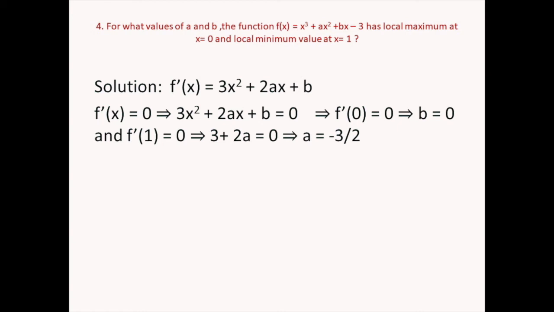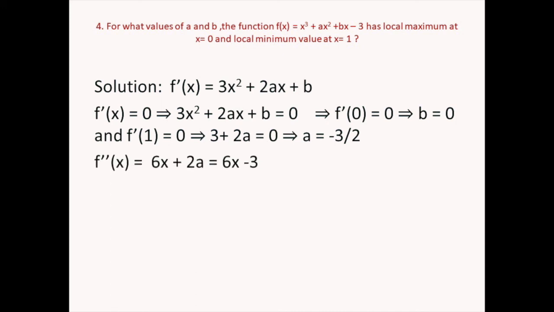Now I was told in the question that it has a local maxima and minima, so therefore I am calculating f dash 0 by putting x as 0, which gives me the answer b equals 0. Similarly, when I calculate f dash at x equal to 1 and put it equal to 0, I get 3 plus 2a equals 0, which implies a is equal to minus 3 by 2. These are the two values of a and b, that is minus 3 by 2 and 0 respectively, when I am taking them to be existing at local minima and maxima there.